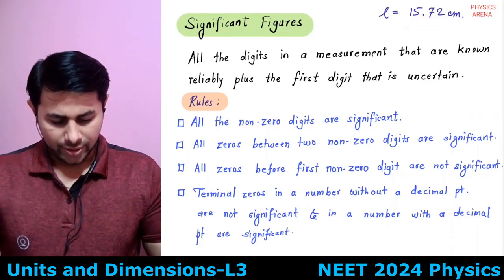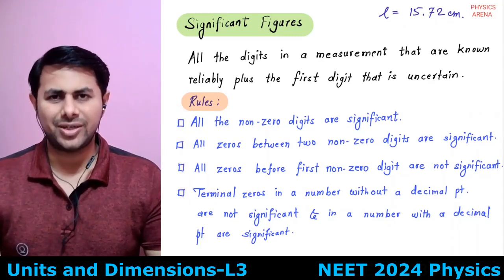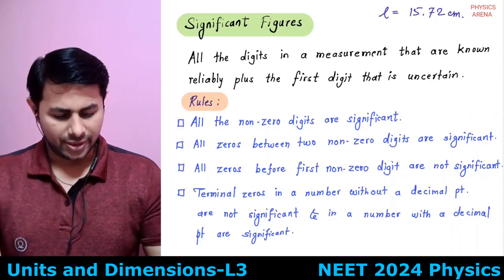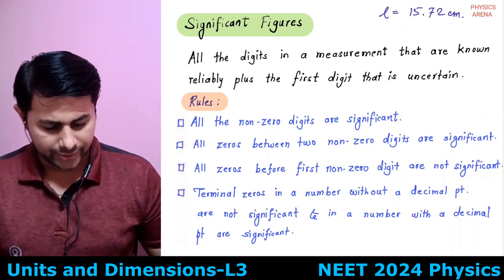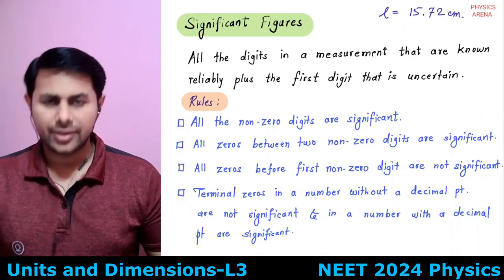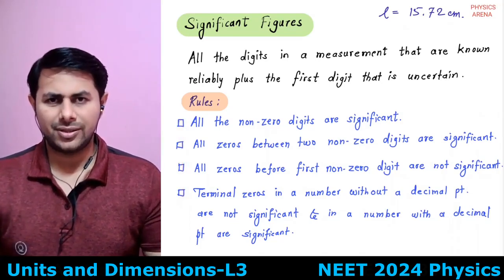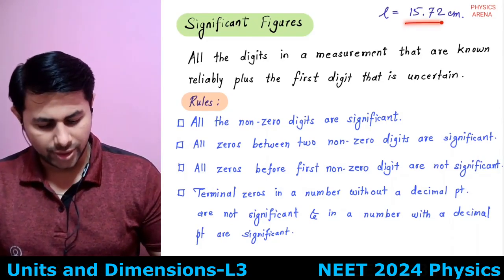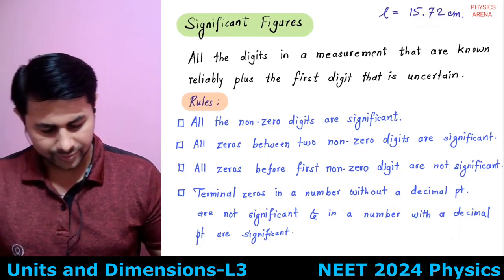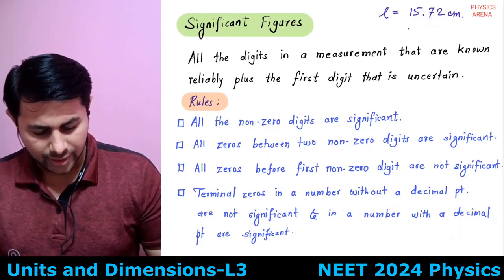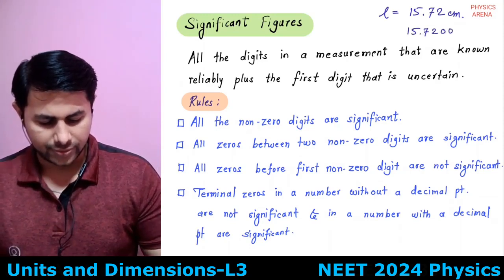Okay. So there are some rules to find out the significant figures in a measurement. What are those rules? There is a long list of rules. So basically, all non-zero digits are significant. Okay, if there is no zero, all non-zero digits are significant. So now suppose I write this reading as 157200 centimeters.